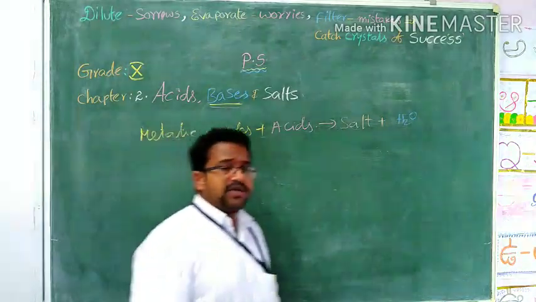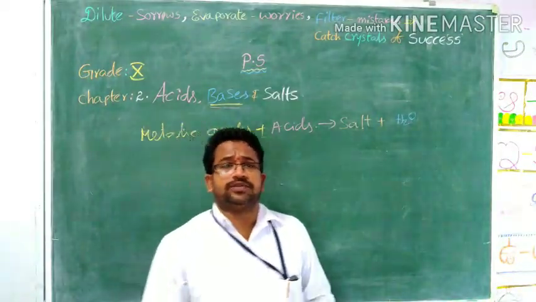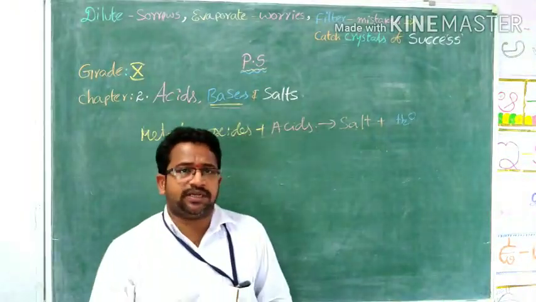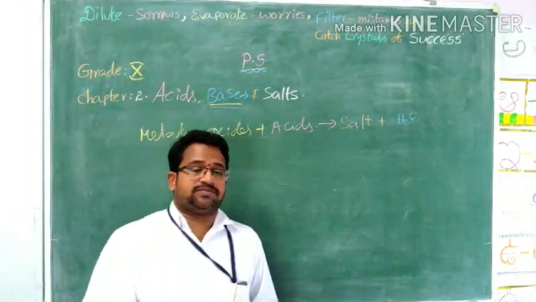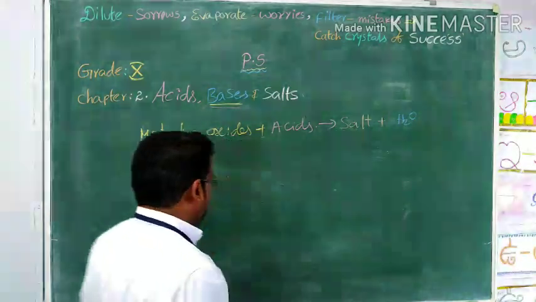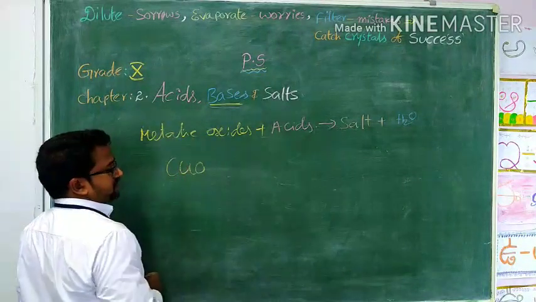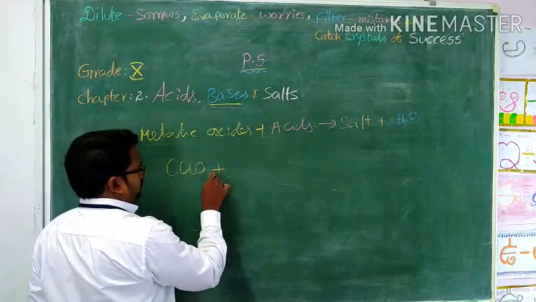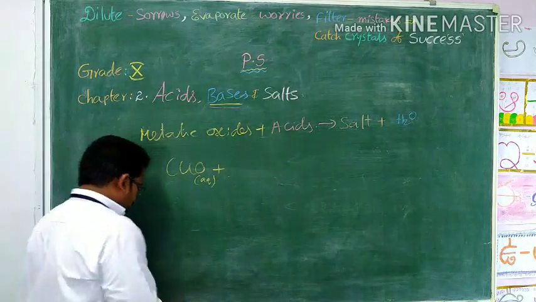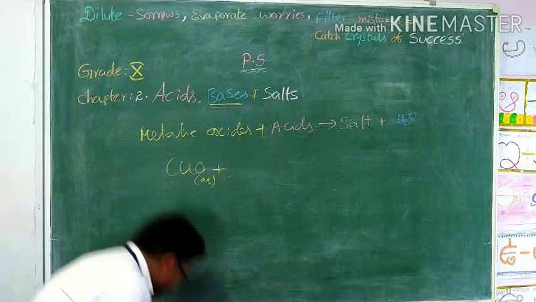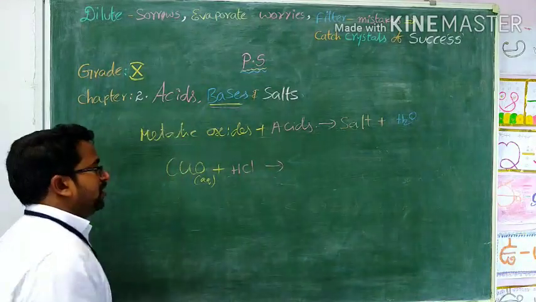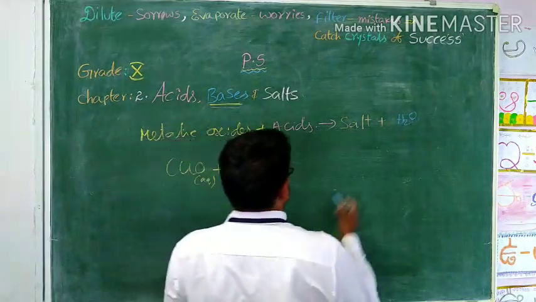Take some copper oxide in a test tube, and add some water to it, then you will get copper oxide solution, and observe the color. Now add some hydrochloric acid. First what are you going to take? Copper oxide plus water, which means aqueous. Okay. Now for this I am going to add HCl, hydrochloric acid. The salt plus water will form.